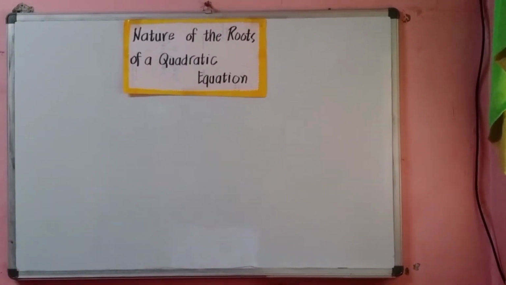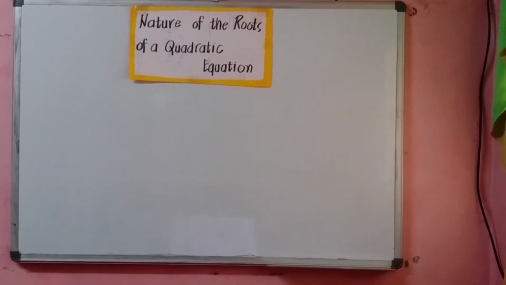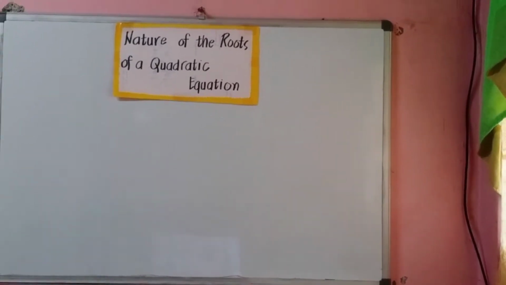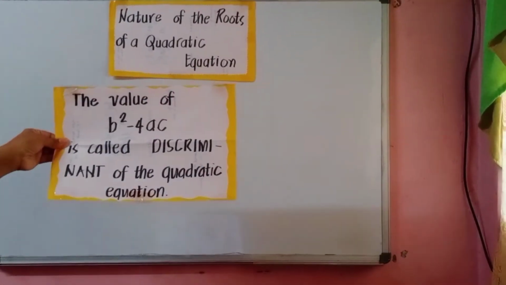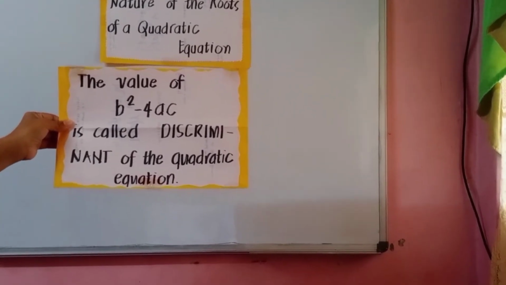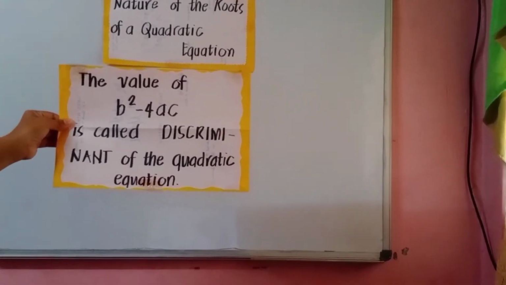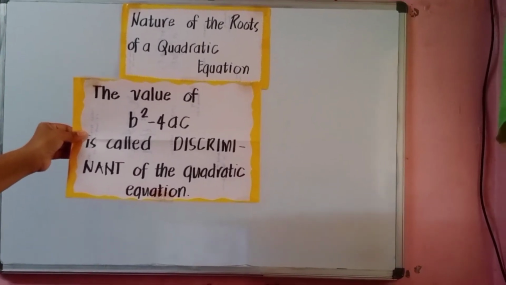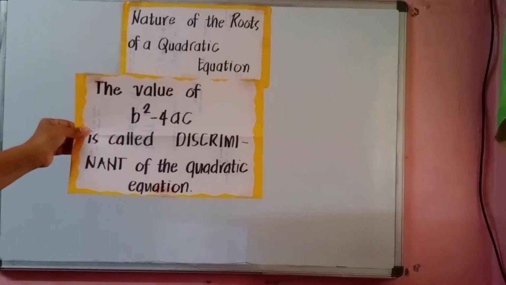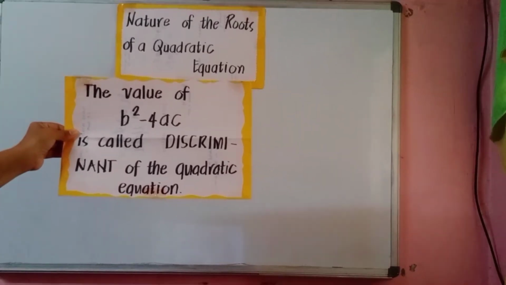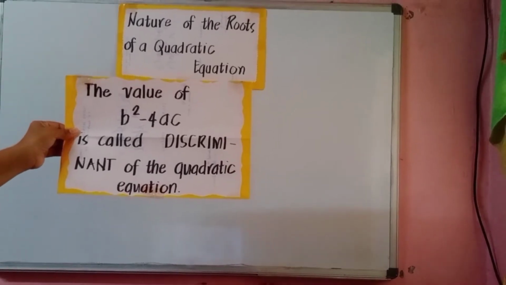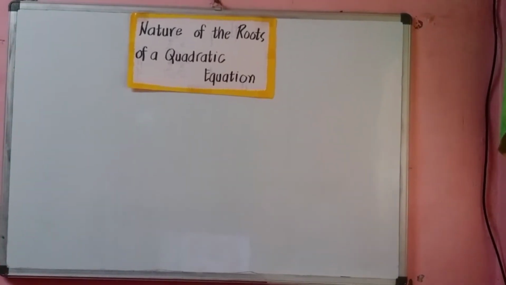How do we determine the nature of the roots of a quadratic equation without actually solving for the roots of such equation? We have this one, the value of b squared minus 4ac, which is called the discriminant of the quadratic equation. This b squared minus 4ac is actually found inside the square root sign of the quadratic formula. And this is what we are going to make use of in describing the roots of a quadratic equation.